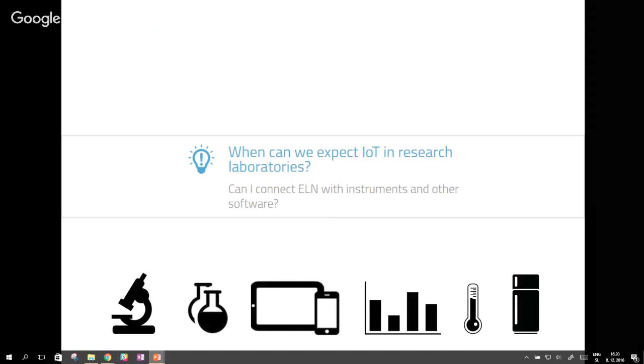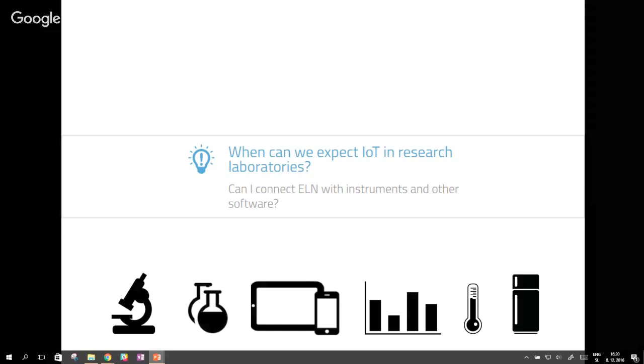So what can we expect in the future? There is the Internet of Things revolution, if you will, that is coming not just to science, but to every part of our lives. So all the devices are now connected. You have the phone that can talk to your car, that can talk to your television, and so everything is connected, which is very convenient. So this same thing is coming to the lab.